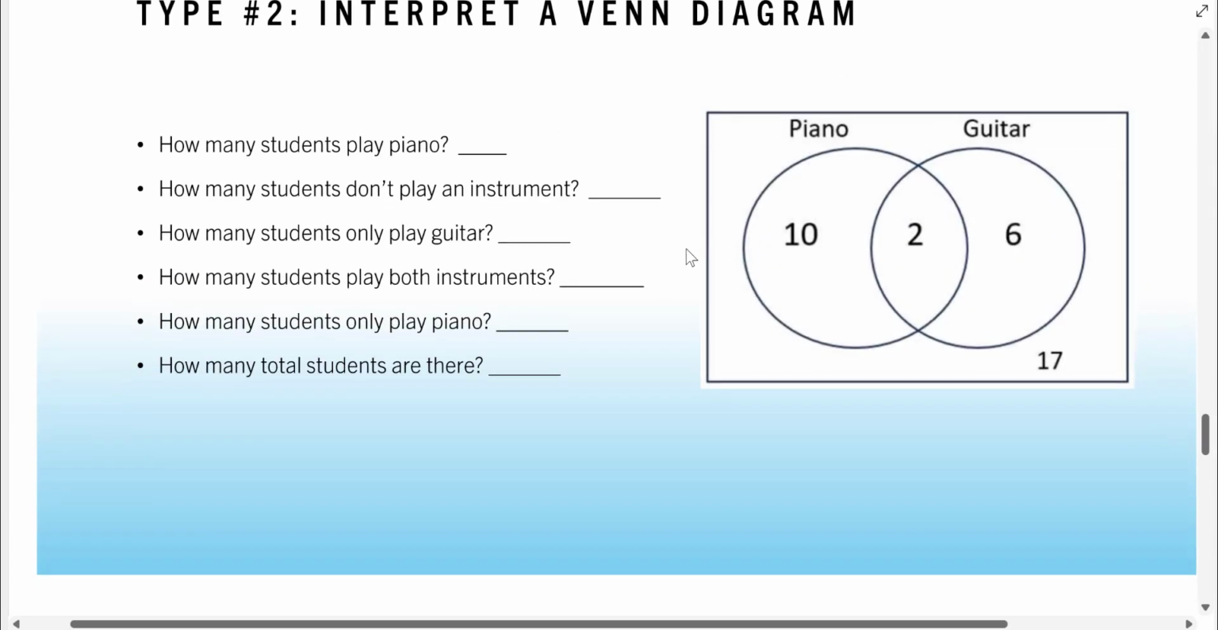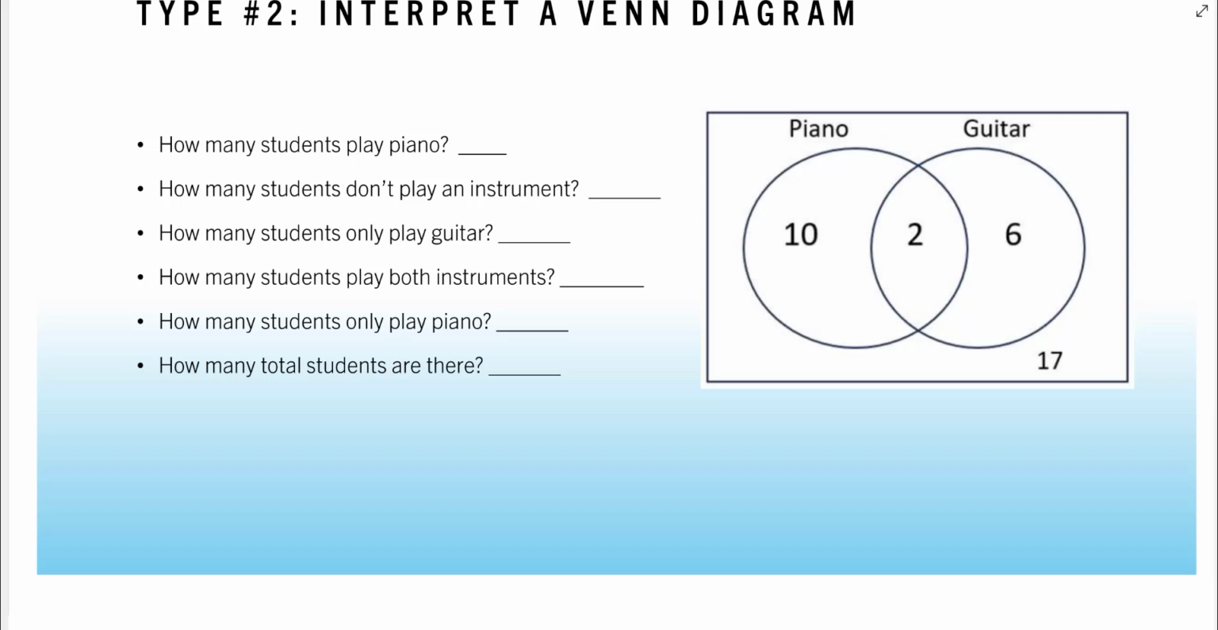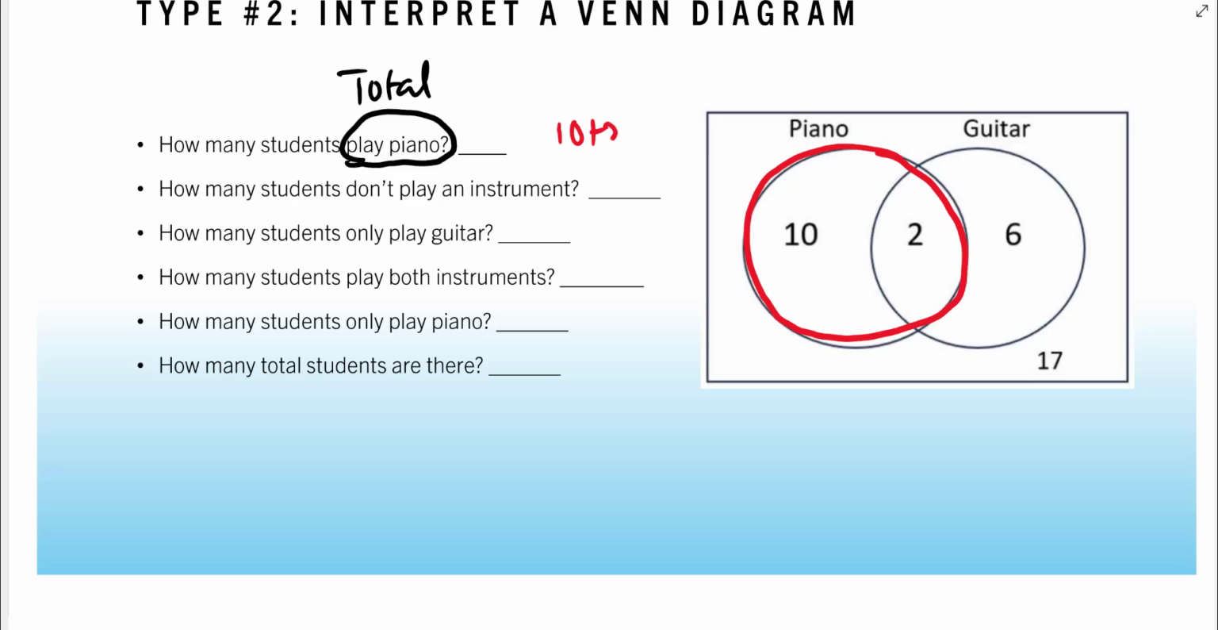Question type 2 is interpret a Venn diagram. This question says, how many students play piano? So that means total. I'm going to do the total for piano, which is 10 plus 2, which is 12. Next is how many students don't play an instrument.